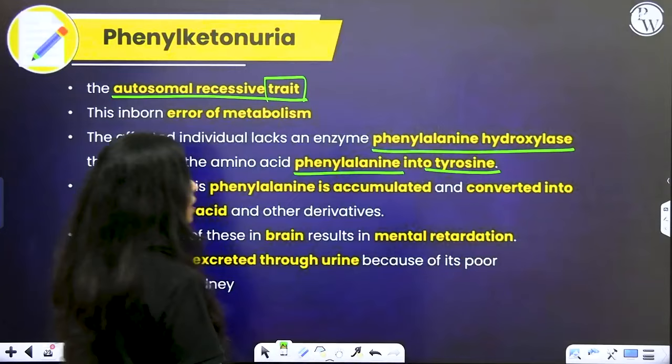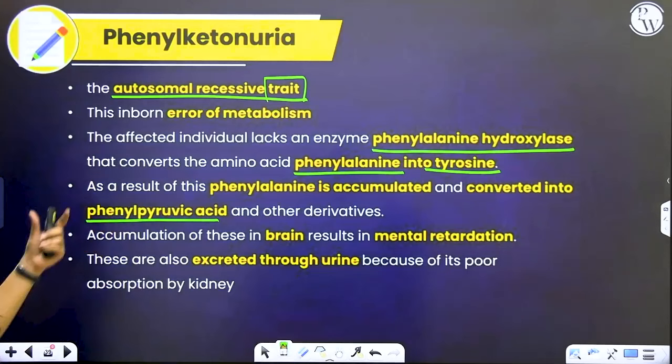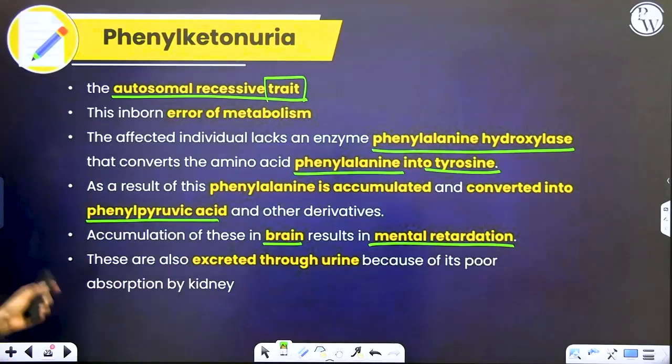Because this conversion does not happen, phenylalanine will accumulate and get converted into phenylpyruvic acid and some other derivatives. If this phenylpyruvic acid accumulates in the brain, it can cause mental retardation. Sometimes, because it's not absorbed by the kidneys, it will get excreted through urine as well. That is about phenylketonuria. Next, let's talk about thalassemia.